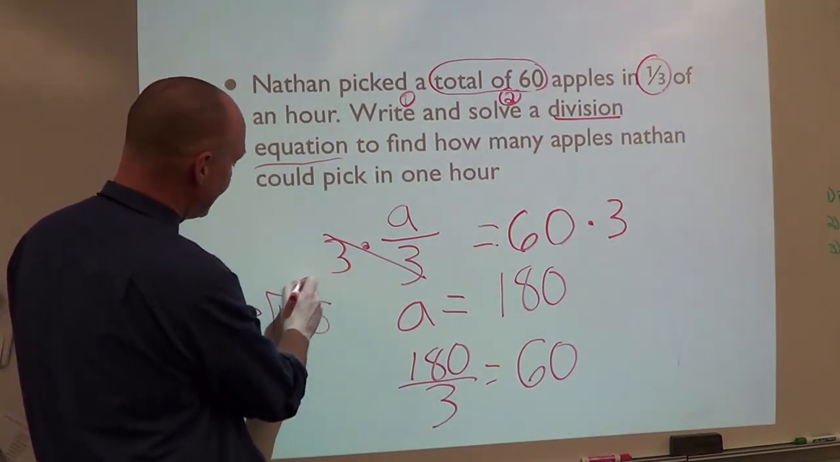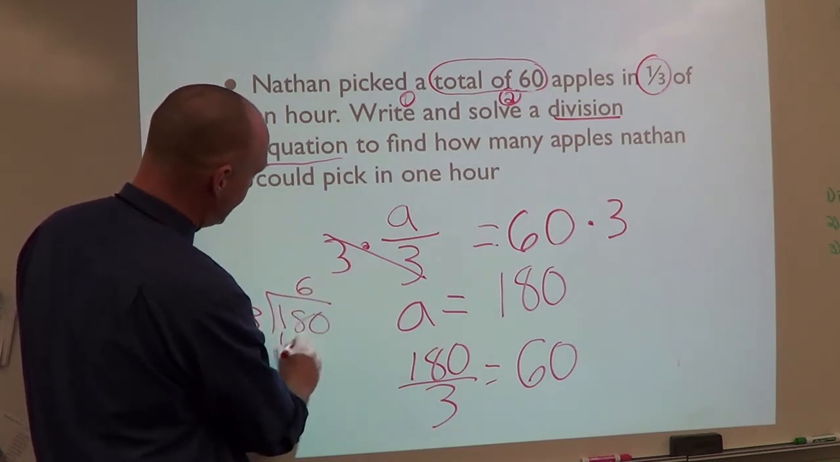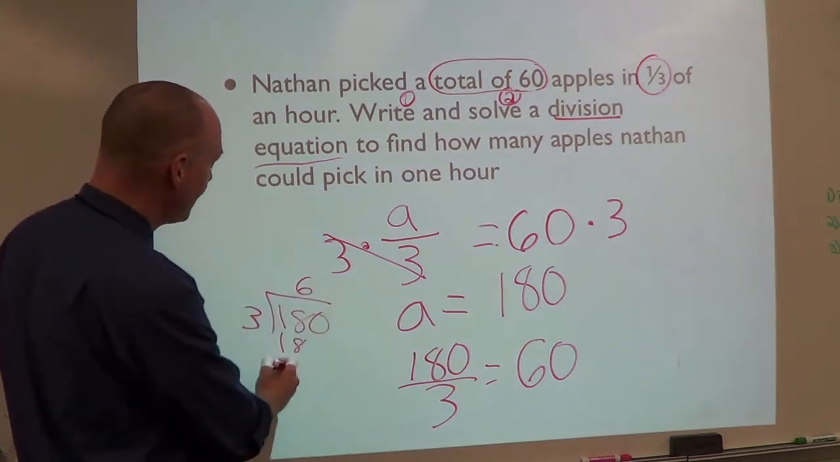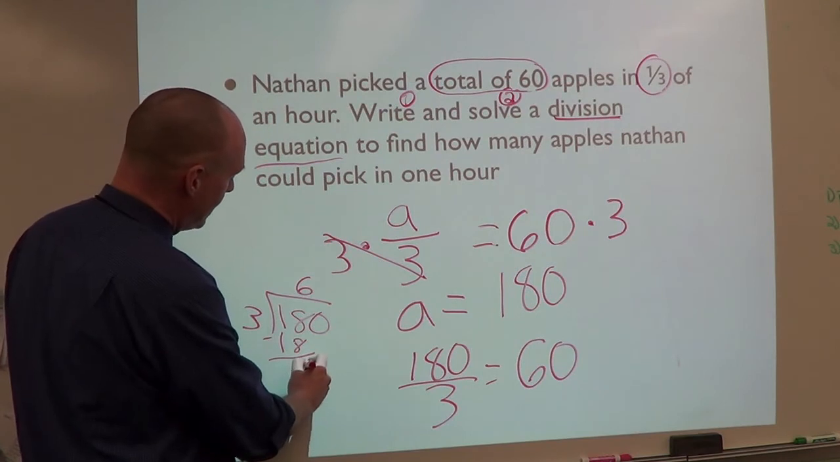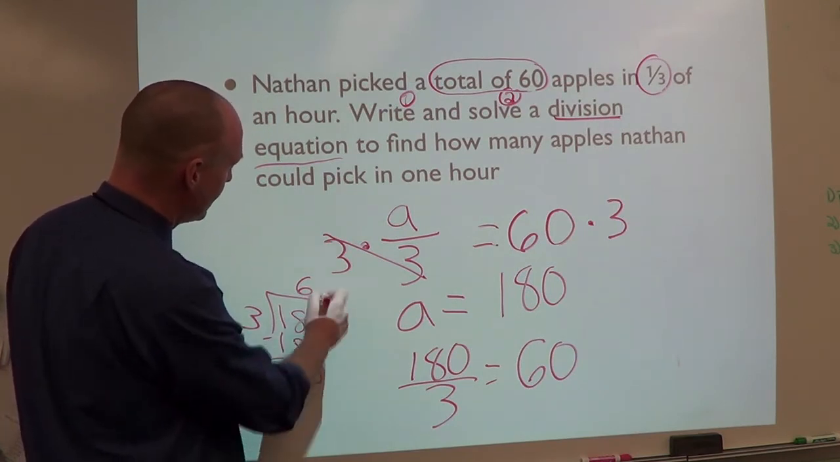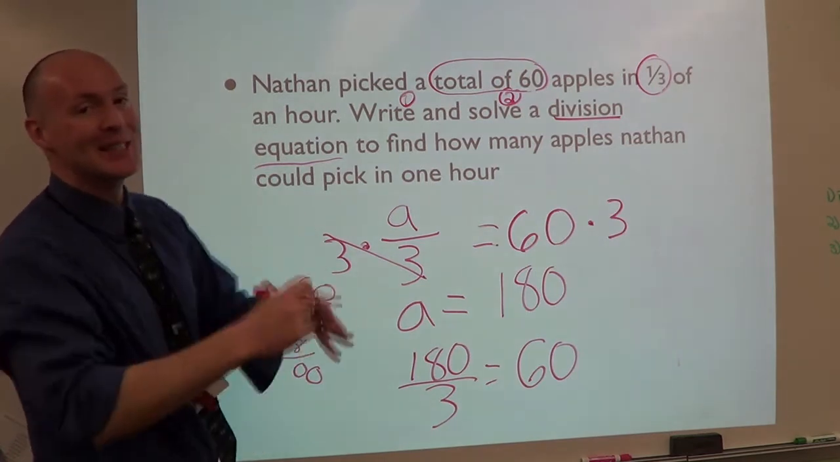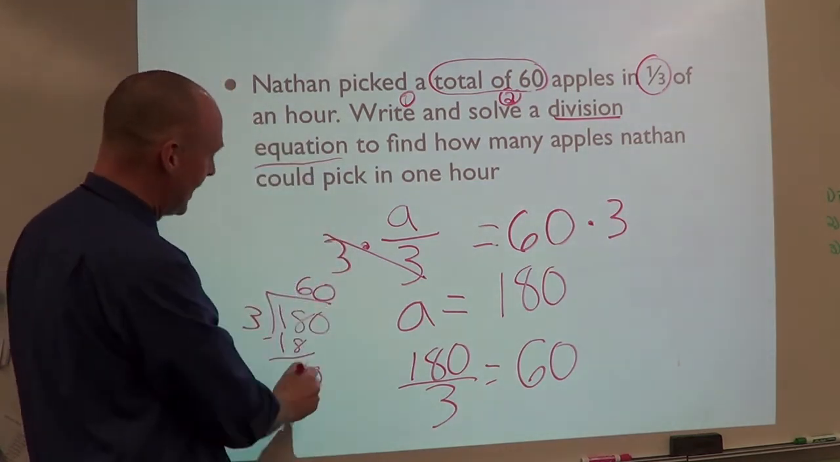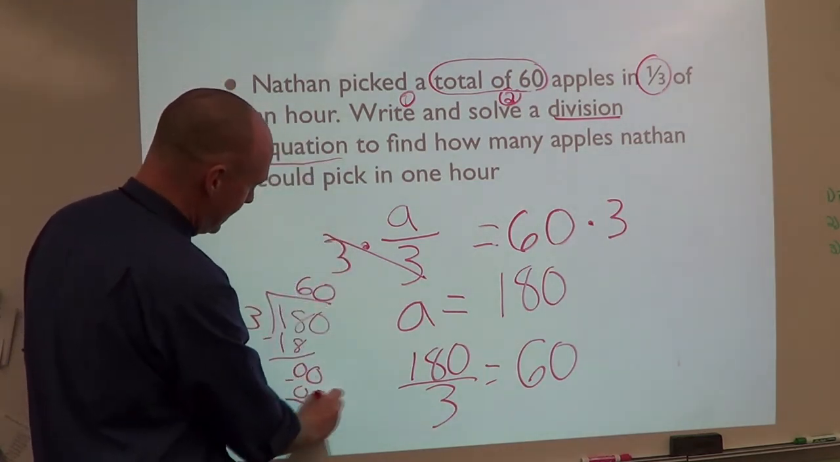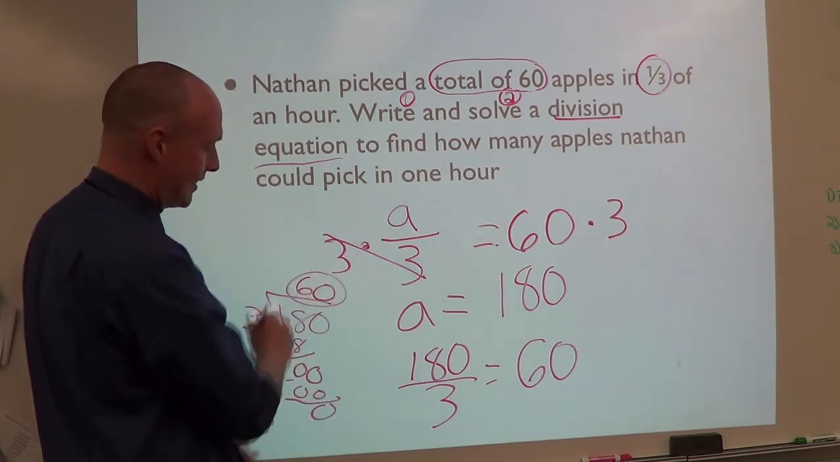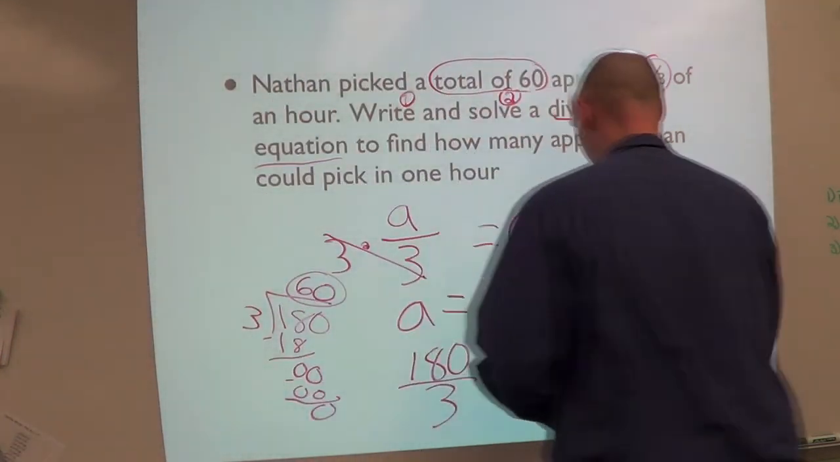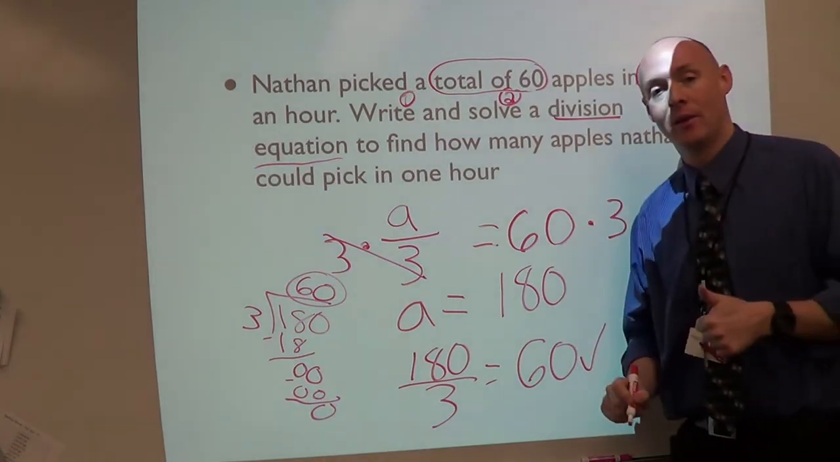3 goes into 18 6 times. 6 times 3 is 18. We're looking good so far. Subtract. We are down to 0. 3 goes into 0 how many times? 0 times. 0 times 3 is 0. Subtract. We are at 0. The answer is 60. And it is confirmed we got the right answer.